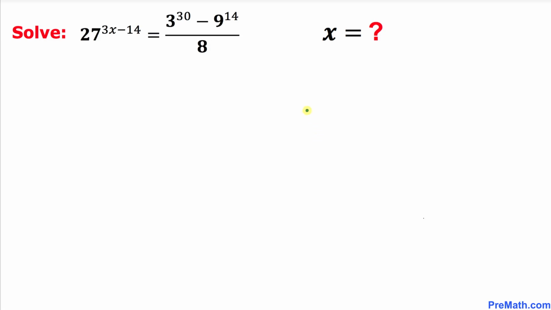Welcome to PreMath. In this video, we are going to solve this given exponential equation: 27^(3x - 14) = (3^30 - 9^14) / 8, and we are going to solve for x.